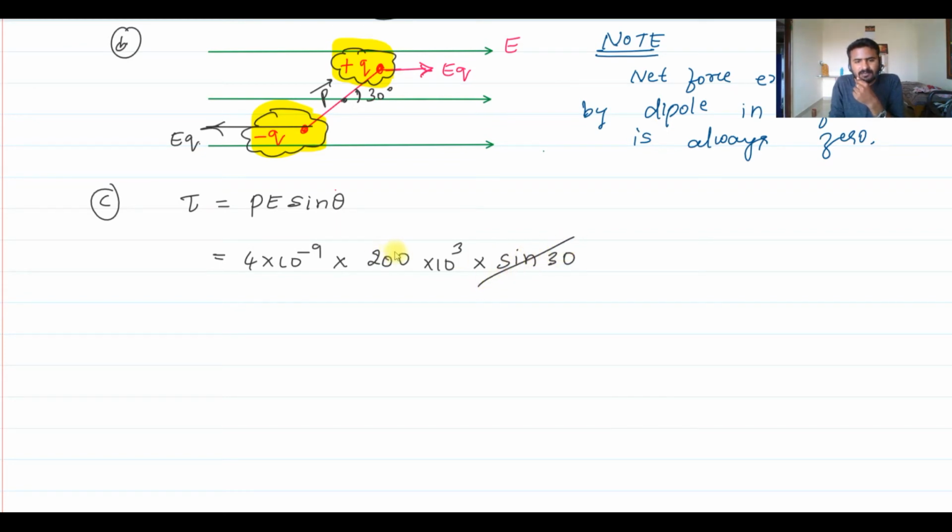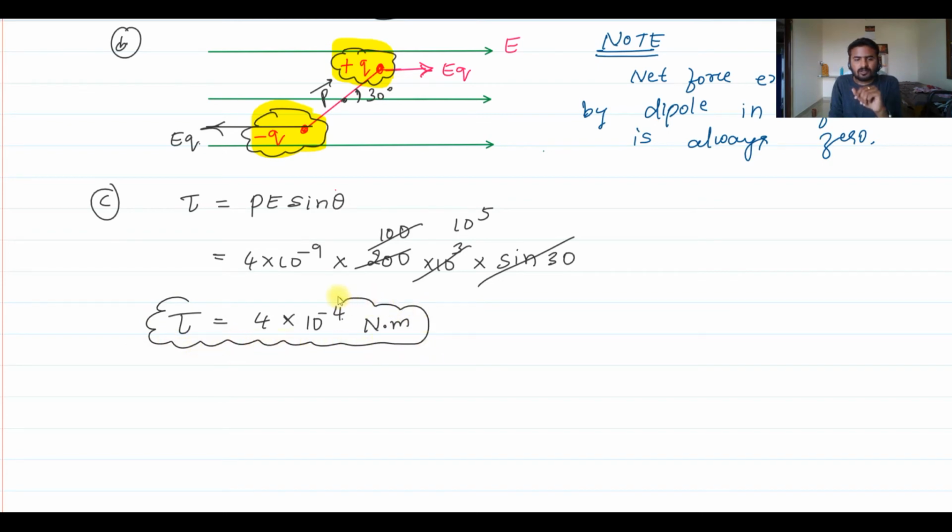1 by 2 will get cancelled with this 2 here, so you will just get 100 here, right? 100 into 10 power 3 is going to be how much? 10 power 5, right? 10 power 5 into 10 to the power of minus 9 is going to be 4 into 10 to the power of minus 4. All right, so that is your torque. Newton meter is the unit, force into perpendicular distance. So we got to know the torque. Torque is 4 into 10 to the power of minus 4 Newton meter.